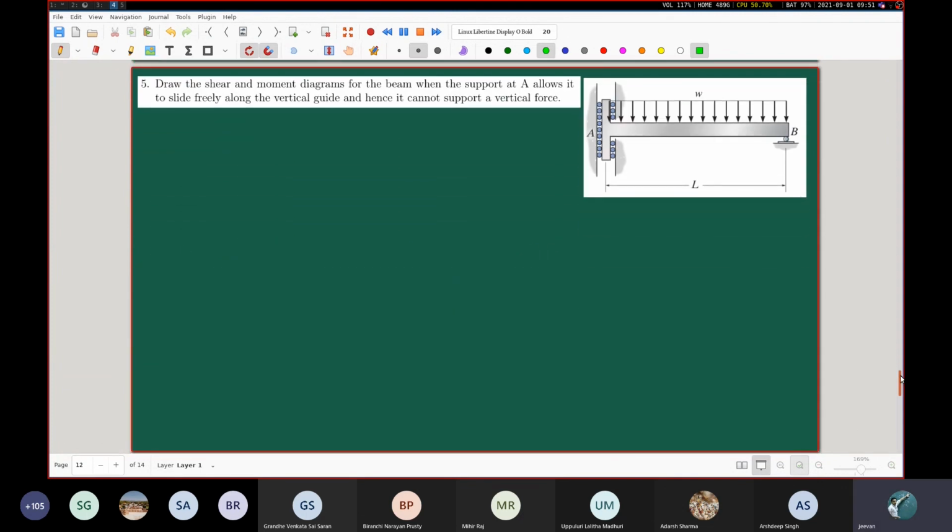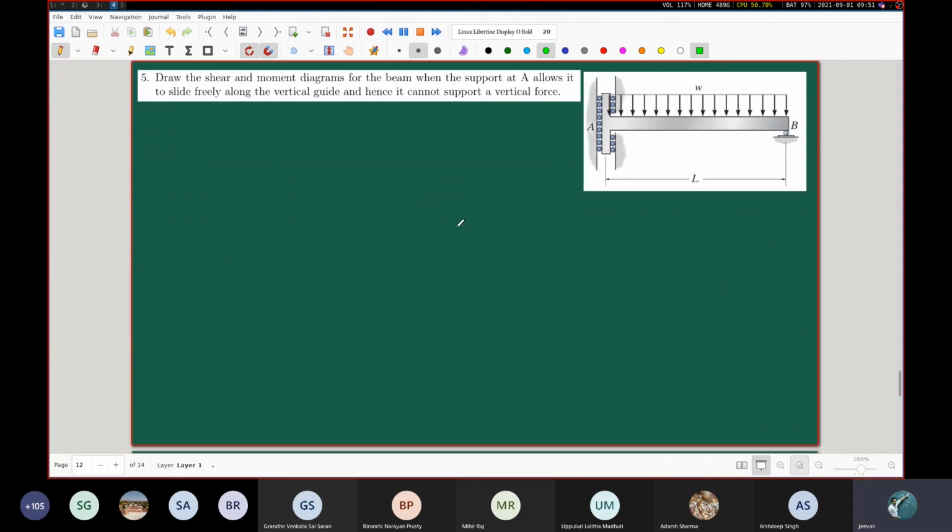Okay, next thing. Another problem. Again, as far as the shear force and bending moment are concerned, it's not a big deal here. It's even easier than the previous problems. It's certainly much easier than question number 2. But there is a special thing going on here, which is why I selected this problem.